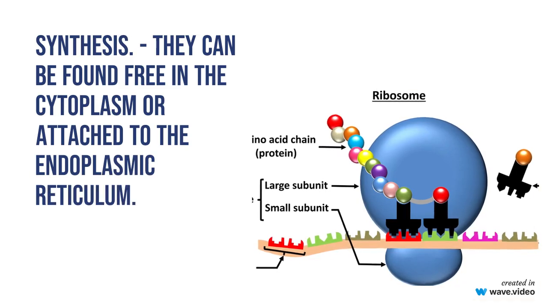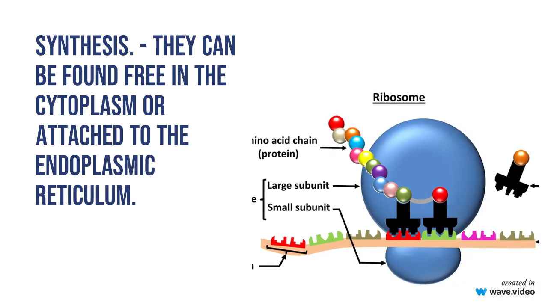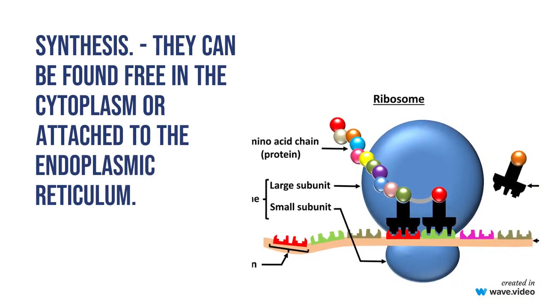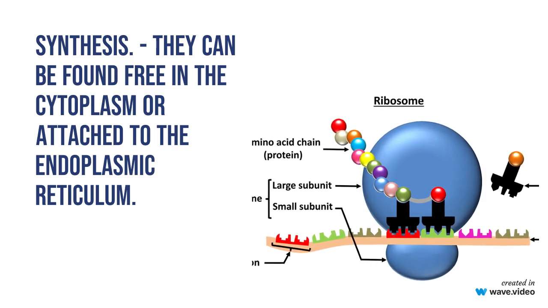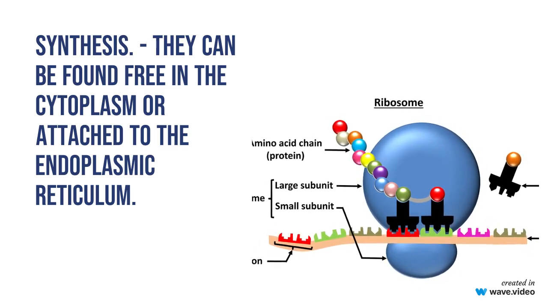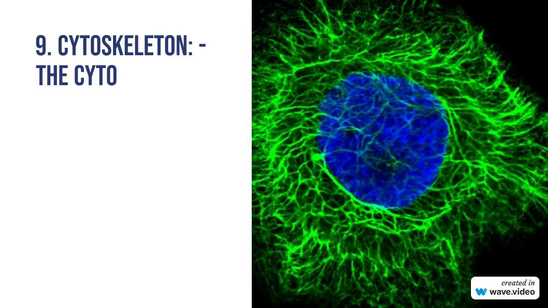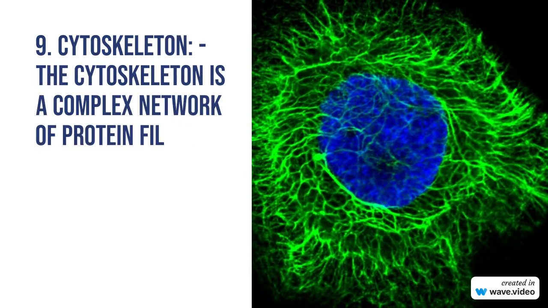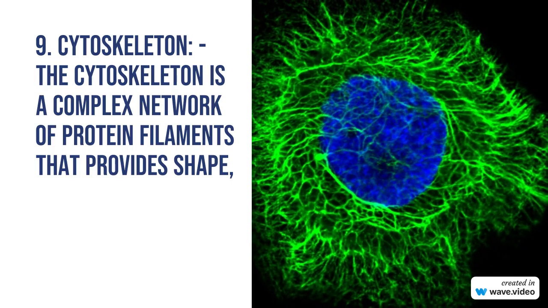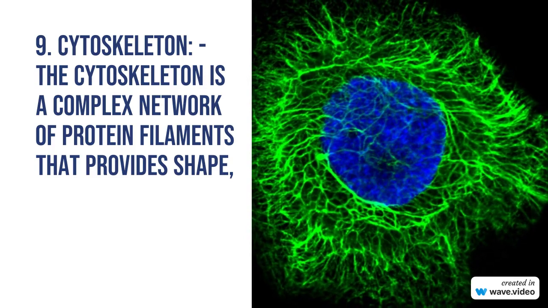9. Cytoskeleton. The cytoskeleton is a complex network of protein filaments that provides shape, structural support, and assists in cell movement. It consists of microtubules, microfilaments, and intermediate filaments.